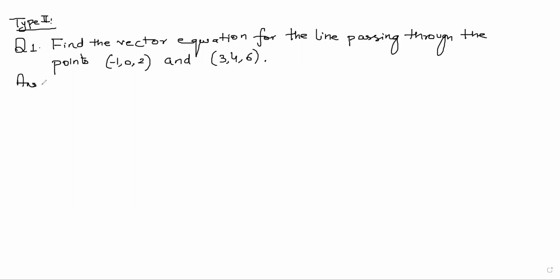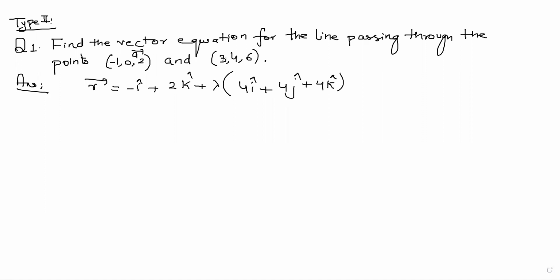Okay, so I will write the answer here. We are getting r is equal to minus i plus 2k cap plus lambda 4i plus 4j plus 4k cap. Are you getting this? So 3i plus 4j plus 6k, take this as A. And take this as B. Now please try this. Formula is r is equal to A plus lambda B minus A. Put in this formula. Try to solve the question.